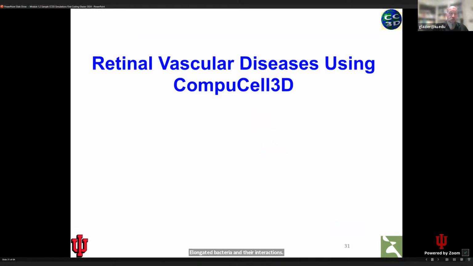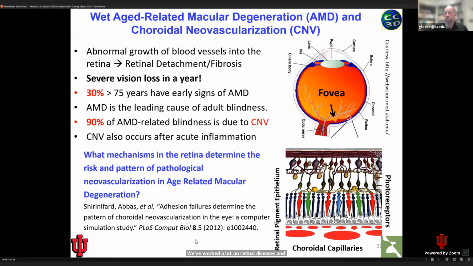We've worked a lot on retinal diseases and vascular diseases of one sort or another. Again, a beautiful paper, more than 10 years old now, by Abbas Shirinifard, looking at invasion of the retina by capillaries from behind the retina. This choroidal neovascularization after age-related macular degeneration is one of the main causes of adult blindness in places that don't have a lot of parasitic infection. In the third world, this isn't so common. In the US, it's quite a common disease.